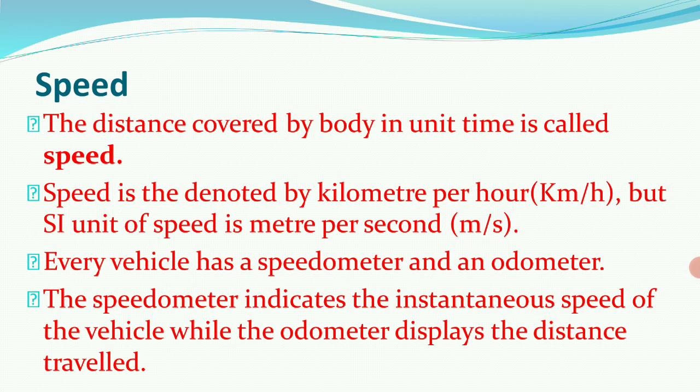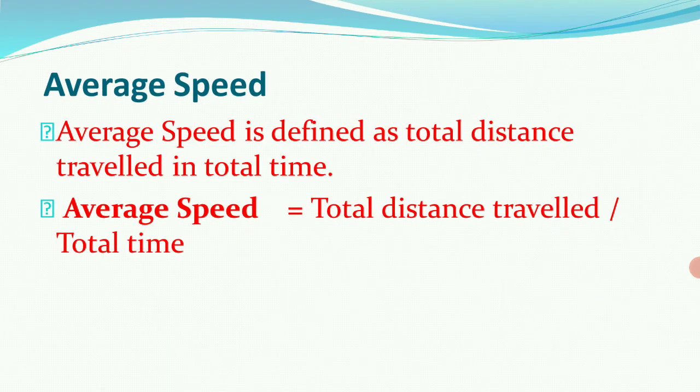Every vehicle has a speedometer and an odometer. The speedometer indicates the instantaneous speed of the vehicle, while the odometer displays the distance traveled. So the speedometer tells about the speed of the vehicle, and the odometer tells about the distance traveled. Then, how to calculate average speed? Average speed is defined as the total distance traveled in the total time. So the average speed formula is total distance traveled divided by total time.